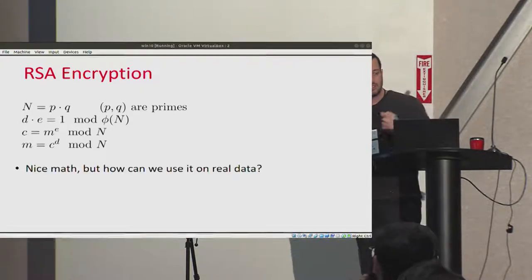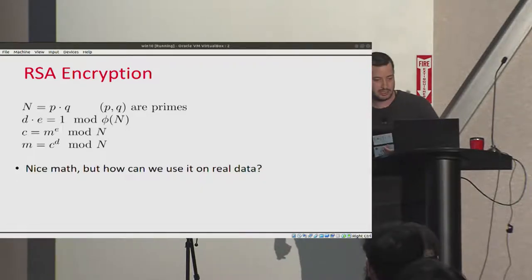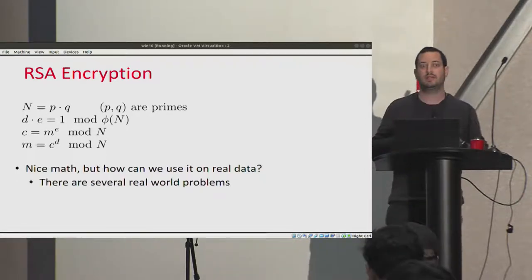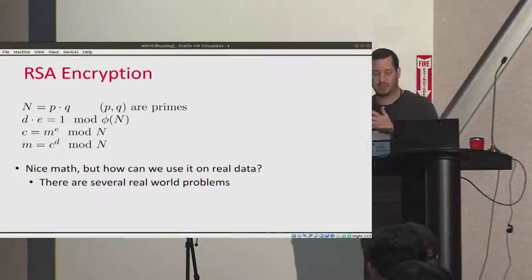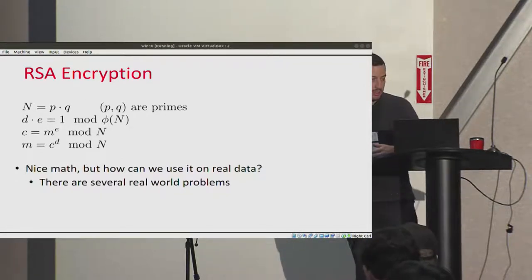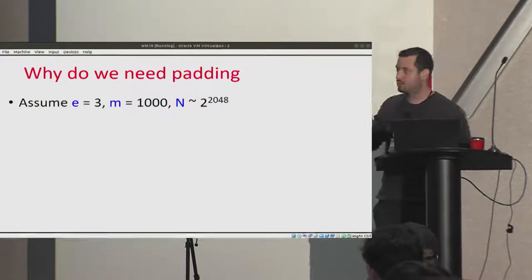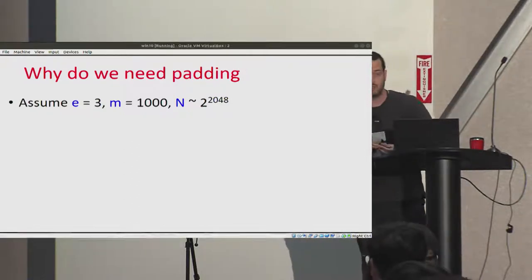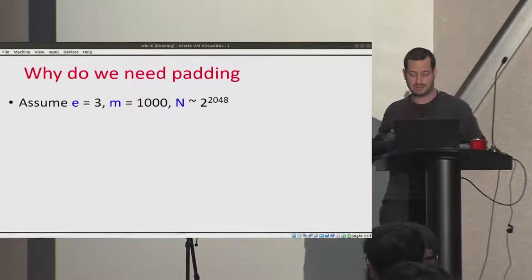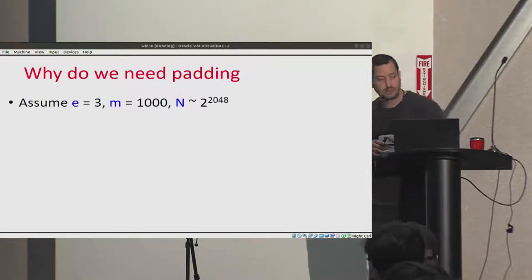But the question is, how can we use this nice math to actually encrypt real-world data? There are several real-world problems that we need to overcome in order to really use this. So we'll give a few examples. The first one: let's assume we use a small public exponent, 3. It was something that was actually used. And we want to encrypt the number 1,000.